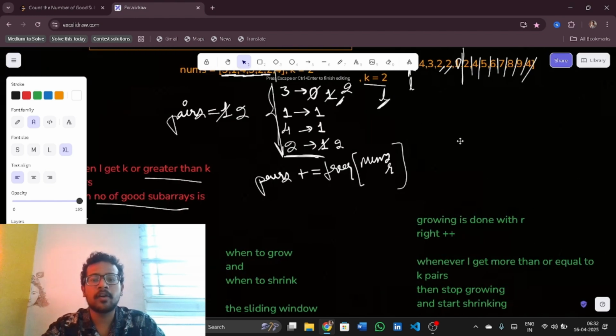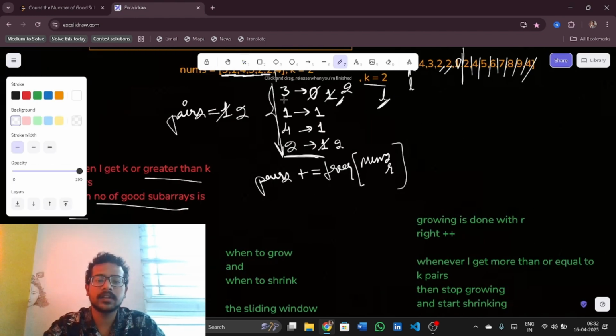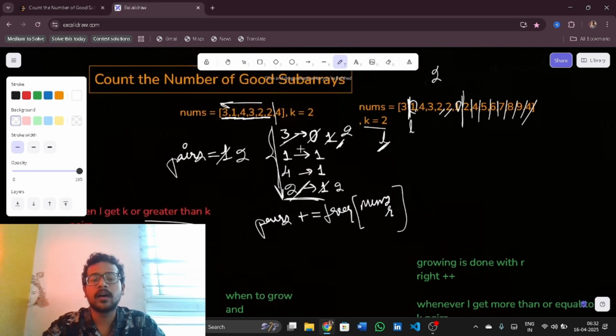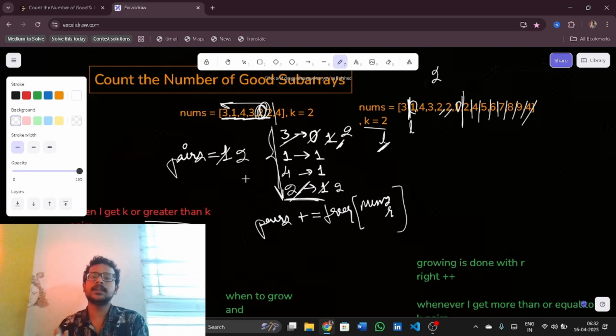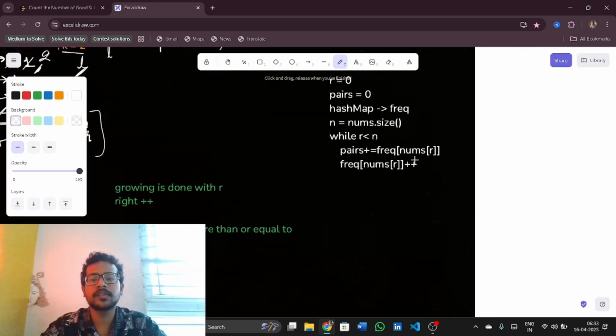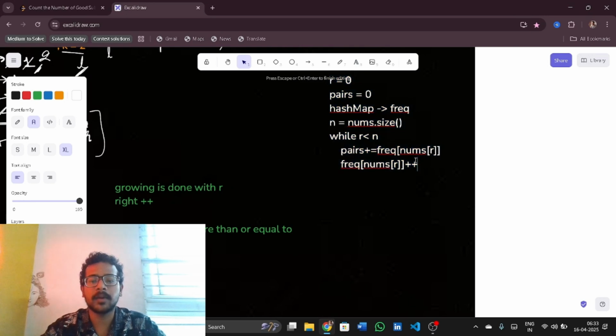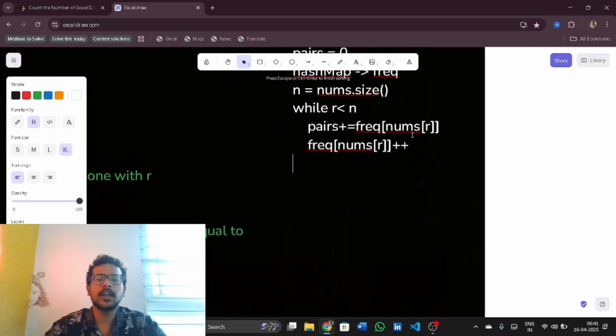Now after adding this, I am saying frequency of nums of R plus plus. As I said, after checking whether I have a nums of R, then only after adding it to the pairs, I am incrementing the count of nums of R. Okay, frequency of nums of R is incremented. So here comes the shrinking part.